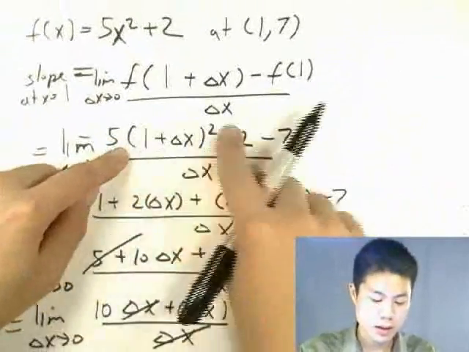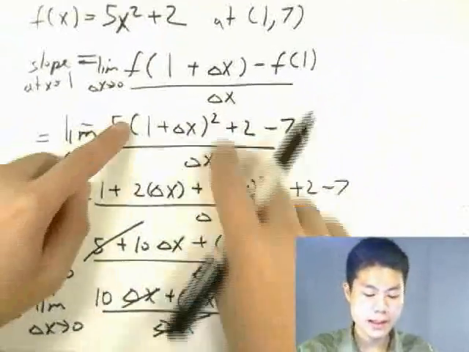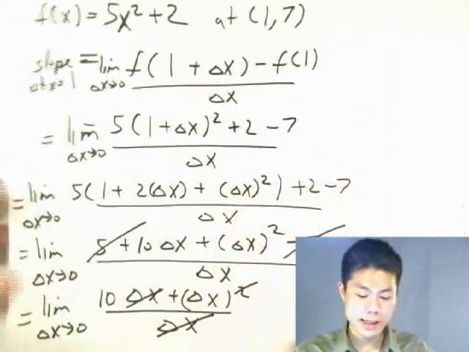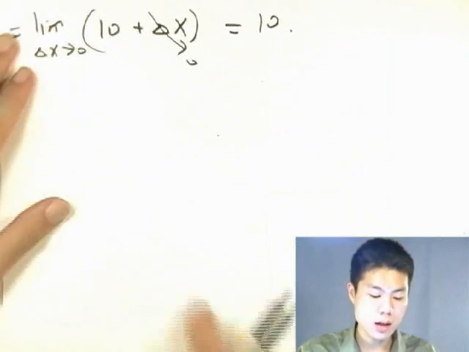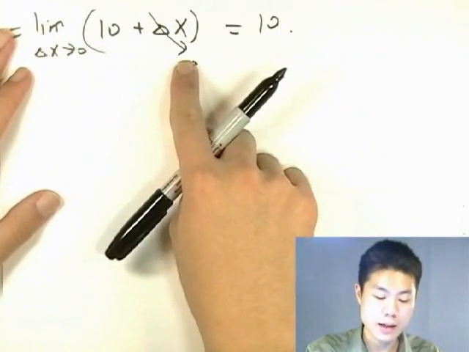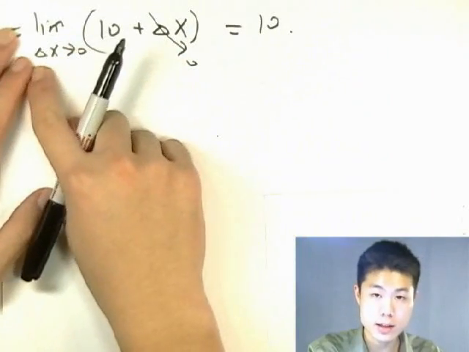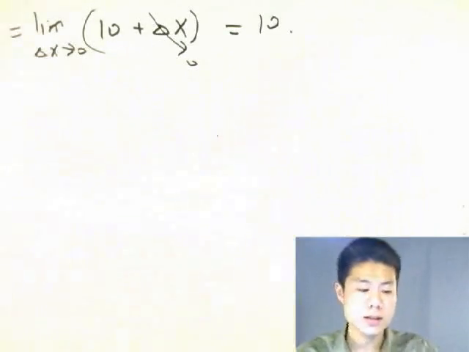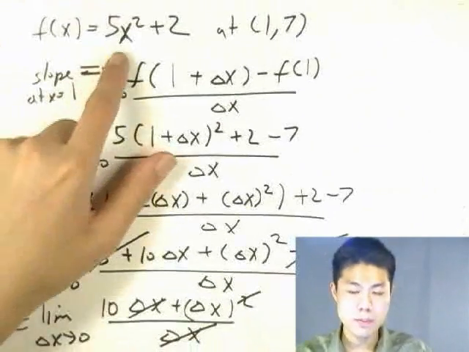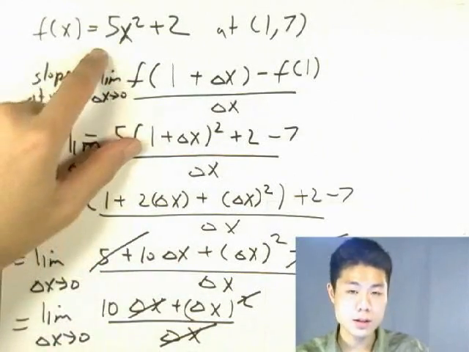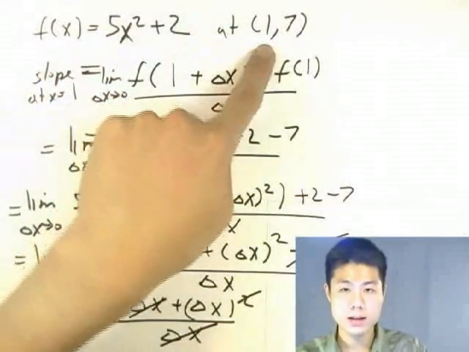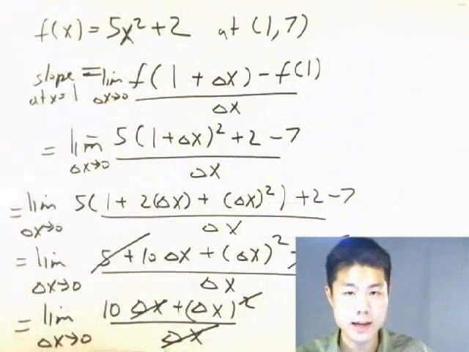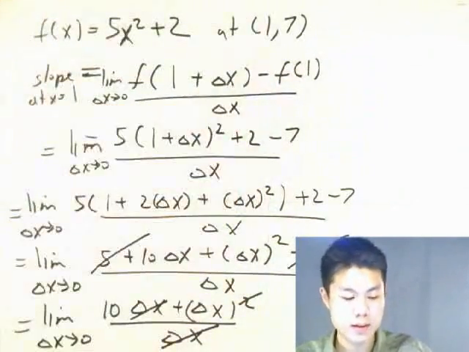I expanded this term here, distributed the 5 in, canceled out all my like terms, and in the end I got this. I evaluated the limit as delta x becomes 0, so what I'm left with is 10. That's the slope of the tangent line that touches this curve at x equals 1. It's also, just a different name, the same thing as the slope of the curve at x equals 1.